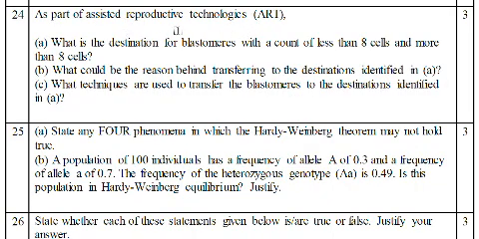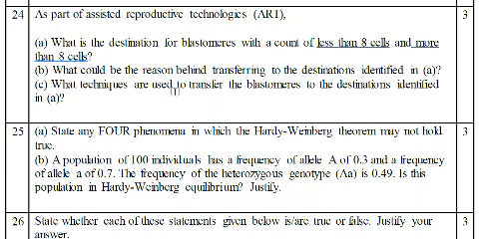As part of the assisted reproductive technologies, what is the destination for blastomeres with a count of less than 8 cells? A count of less than 8 cells is usually implanted into the fallopian tube, and more than 8 cells is usually placed into the uterus. What could be the reason behind transferring to these destinations? The blastomeres with more than 8 cells are much healthier compared to those with less than 8 cells, and therefore can be put directly into the uterus so that they can get implanted onto the uterine wall.